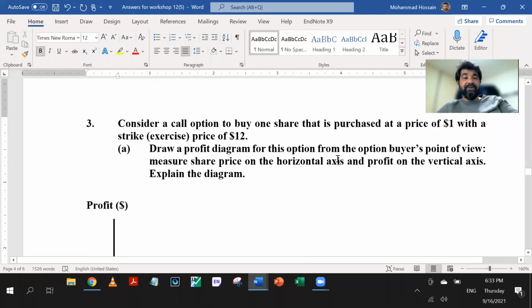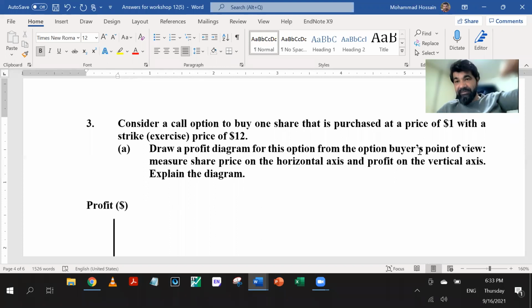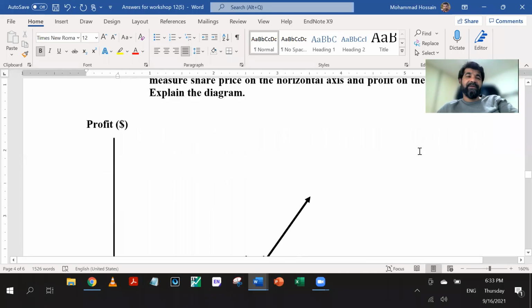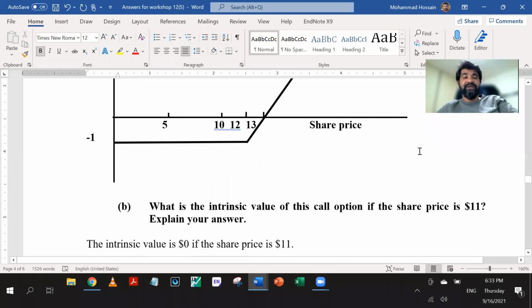All right. So call option. Consider a call option to buy 1 share that is purchased at the price of $1. Call means you are buying. Put option means you are selling. Call, you mean you are buying it. Put, you put somewhere, it means sell. Remember it that way. Most of the students just get confused with this one.